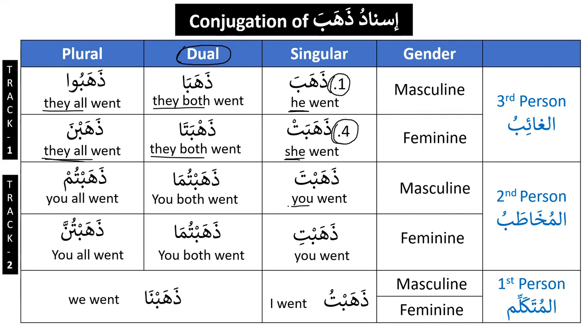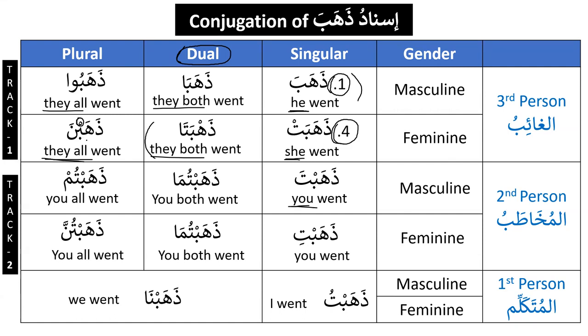You might have noticed over here that we have track 1 and track 2. From number 1 to 5 we have track 1, where the third letter is mutaharrik. Ba is mutaharrik here, here also ba is mutaharrik, meaning it has dhamma or fatha on it. In dhahabat and dhahabata, the third letter is mutaharrik. But when we go to form number 6, we can see here that the third letter becomes sakin. That's very, very important. As we can see over here, dhahabna.